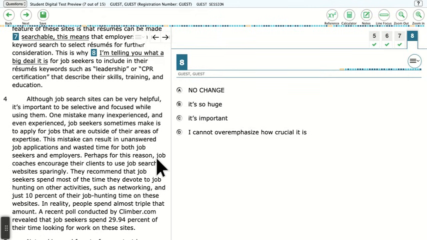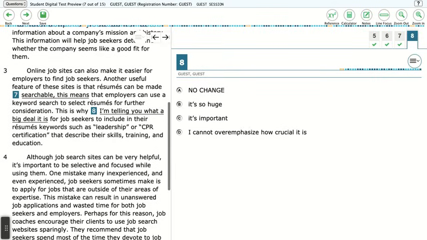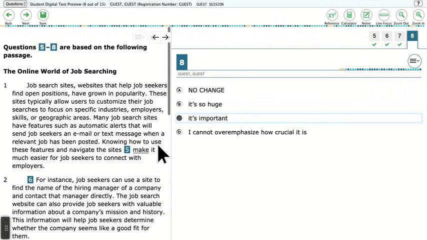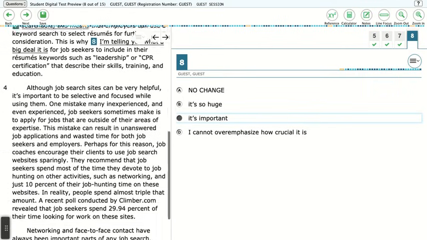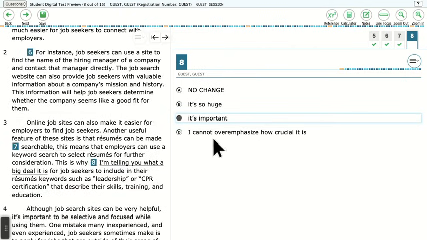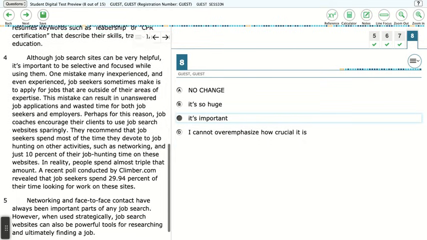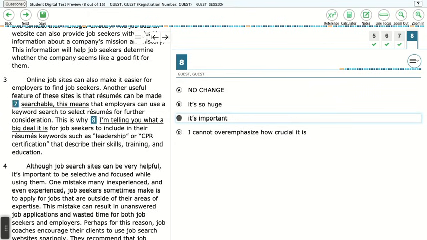This one, I'm not 100% sure what the answer would be, but I personally would go with it's important because I don't see anywhere else in the article that they use the word I, which tells me that they're trying to use an objective tone. So I would choose it's important to get that same idea across because there's nowhere else that the author is speaking directly to the audience. So I think that we're trying to make it a bit more formal.